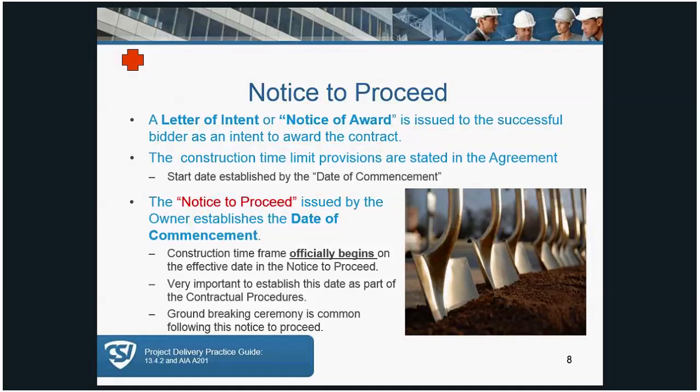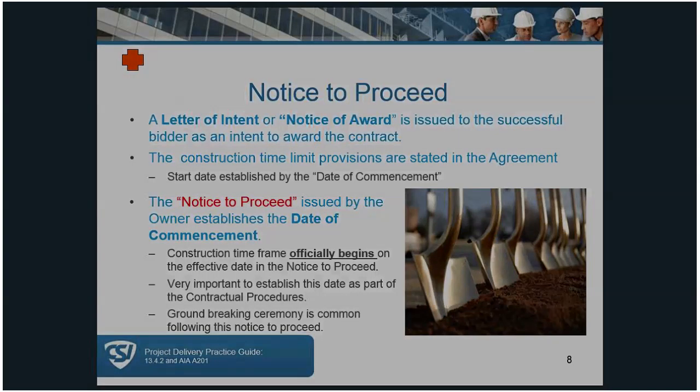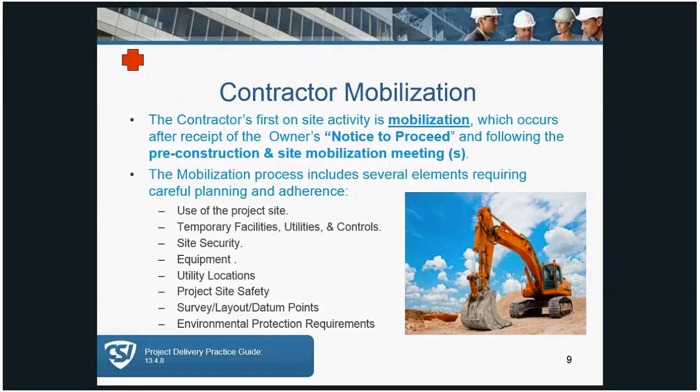Next. Okay, contractor's mobilization. The contractor's first on-site activity is mobilization, which occurs after receipt of the owner's notice to proceed, which we've talked about. So there are several elements that are part of the contractor mobilization, and those are all listed here. You'll note on this slide that it has a red plus sign. So if you're new to the program, just make sure you commit to memory these slides that have the red plus sign, and in particular the ones that have a double red plus sign. Next slide.